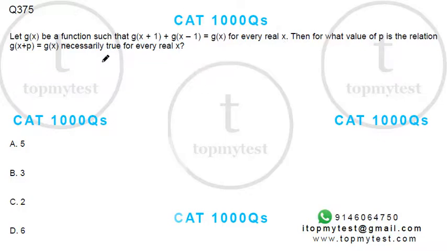This is a question on functions. It came up previously in CAT. It's pretty straightforward, and this basically explains why you should always put some values when you're solving functions rather than trying to solve it algebraically. Let's see what this says.